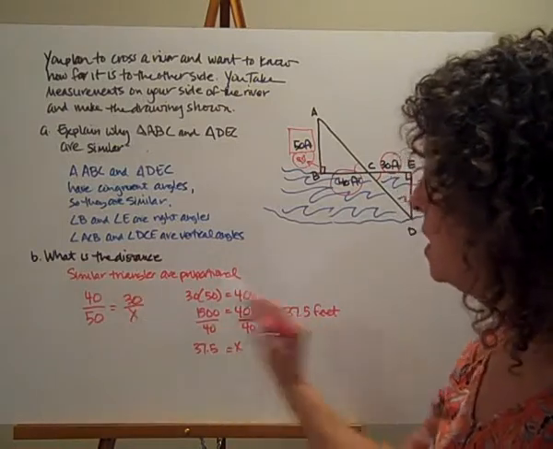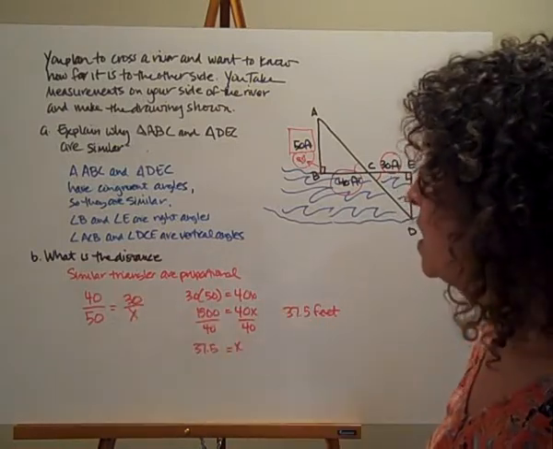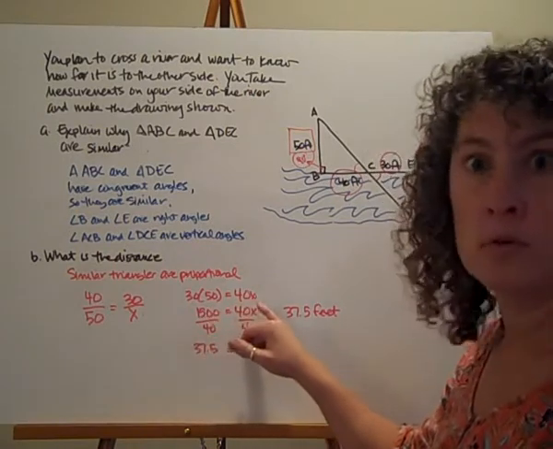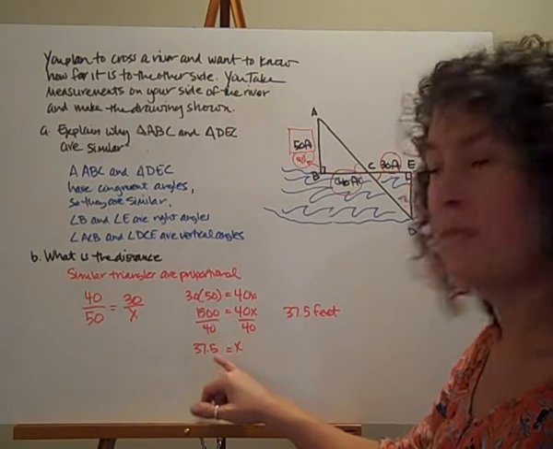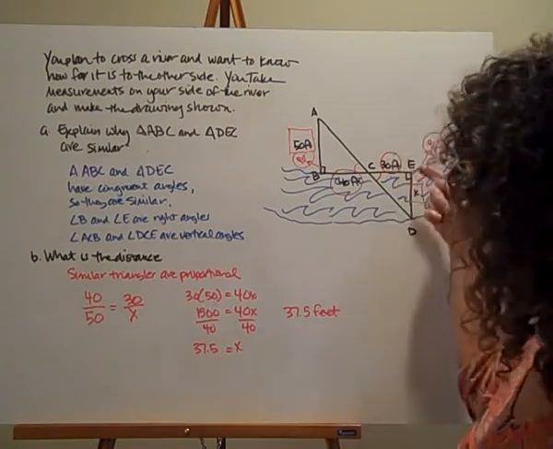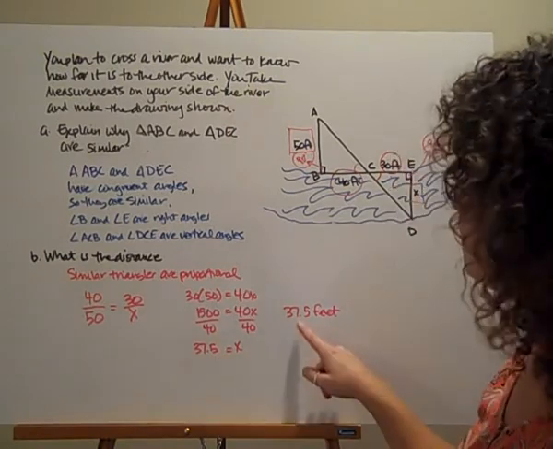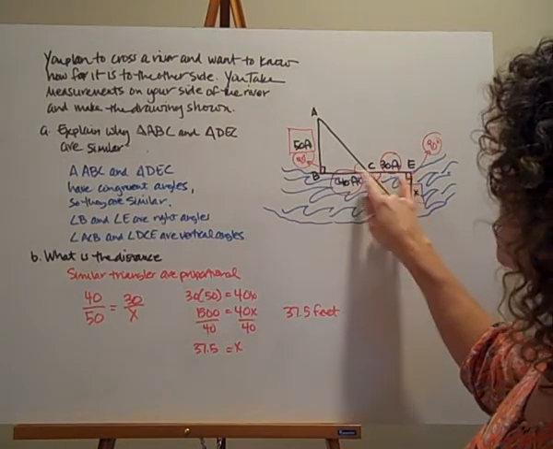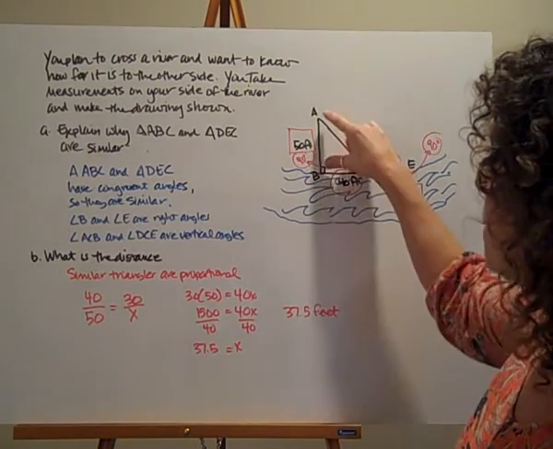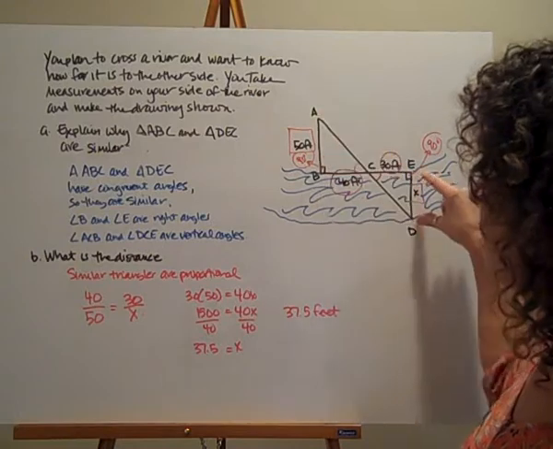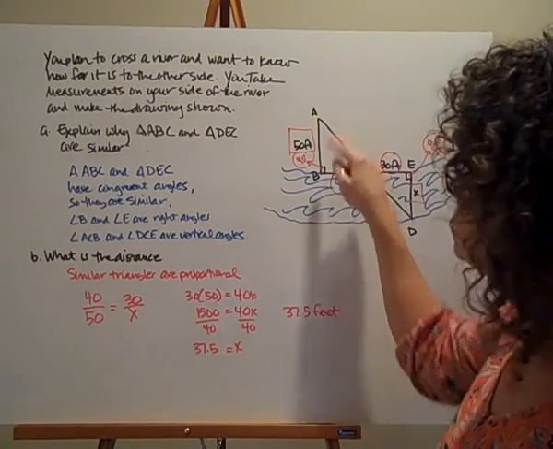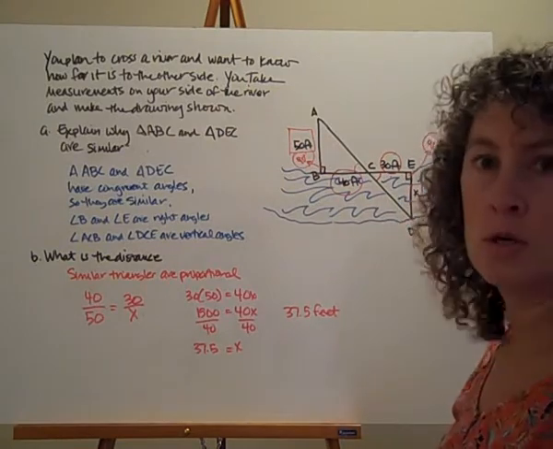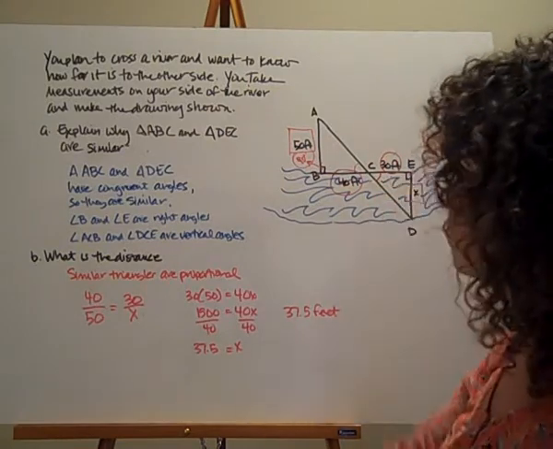40 times x equals 30 times 50. And then I solve from there. 30 times 50 is 1500. That equals 40x, divided by 40. I get 37.5. So the distance across this river is 37.5 feet, which makes sense. This measurement here is smaller, so I'm expecting my ED to be a little bit smaller than AB, which it is. So we can use similar triangles here to actually figure out some missing measures of an actual real-world situation.